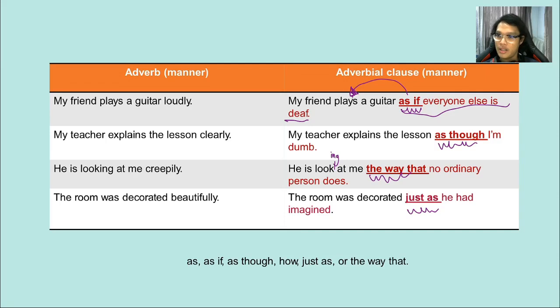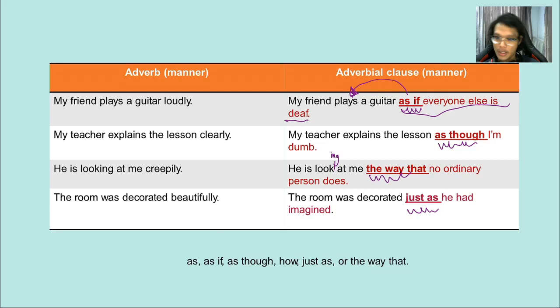Sometimes you might not be very sure about the word creepily. It might tell you a different meaning, but when you say a sentence like this, it might give you more of a sense of how creepily he looks.